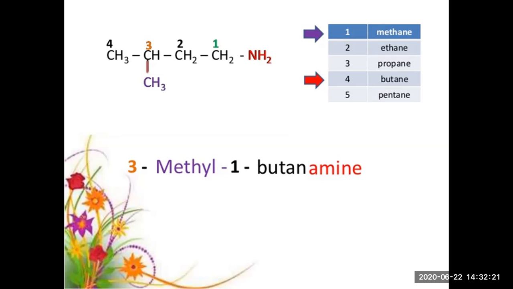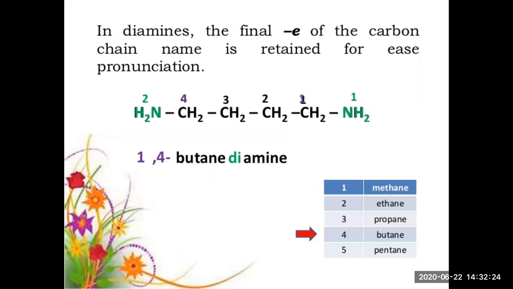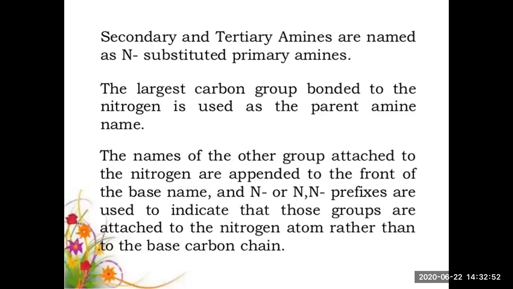Methyl, 1-butanamine. Next, in diamines, the final -e of the carbon chain name is retained for ease of pronunciation. 1,4-butanediamine. Once again, methane, ethane, propane, butane, and pentane.